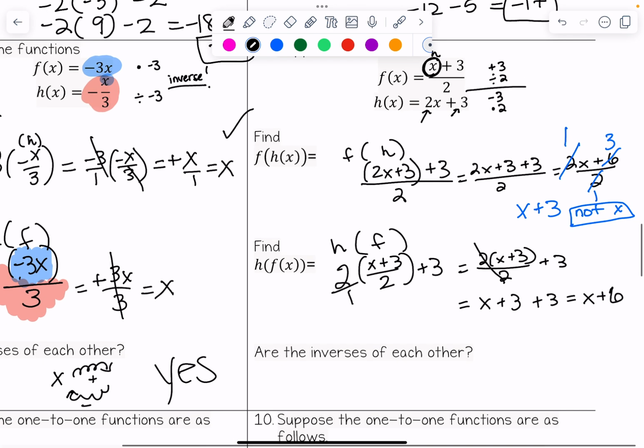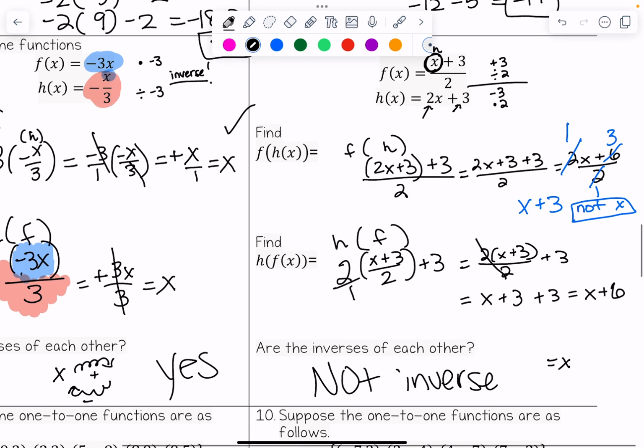These are not inverses, because otherwise we would need it to equal x, and it doesn't. So that tells us they are not inverses of each other.